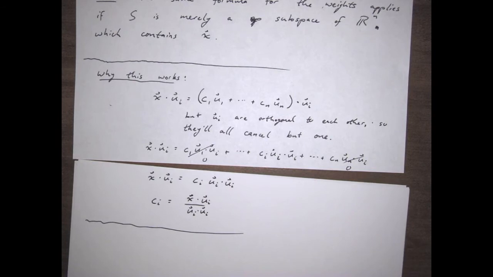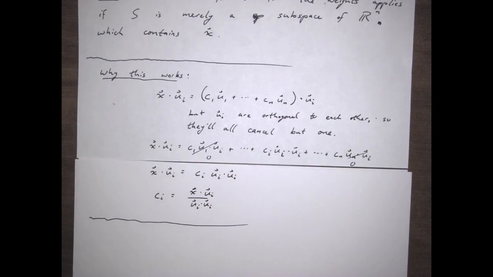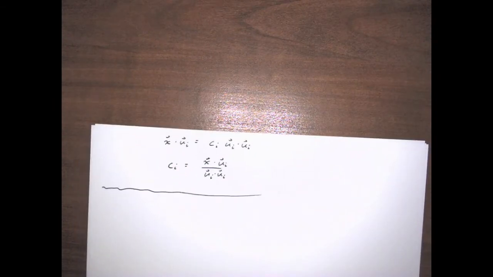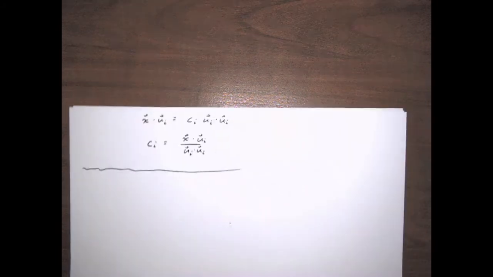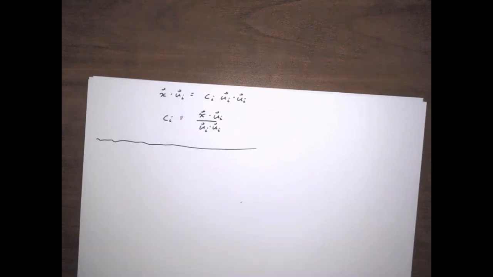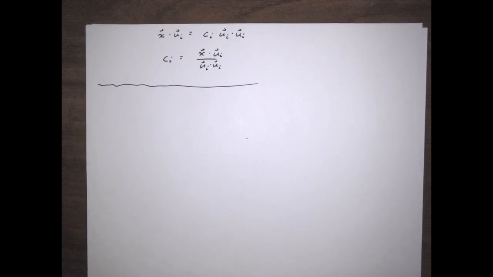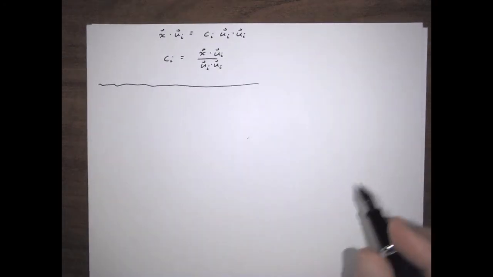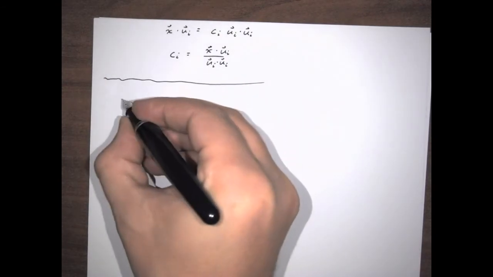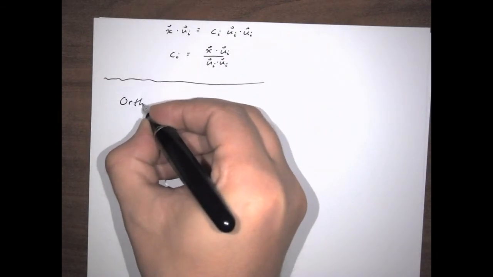So that's just a little parenthetical aside. That's why being orthogonal makes the difference here, is that it causes all of the terms to cancel except the ones that match, which then lead us to be able to peel off the actual coefficient, the actual weight in this particular case. All right, now let's talk about orthogonal projections.